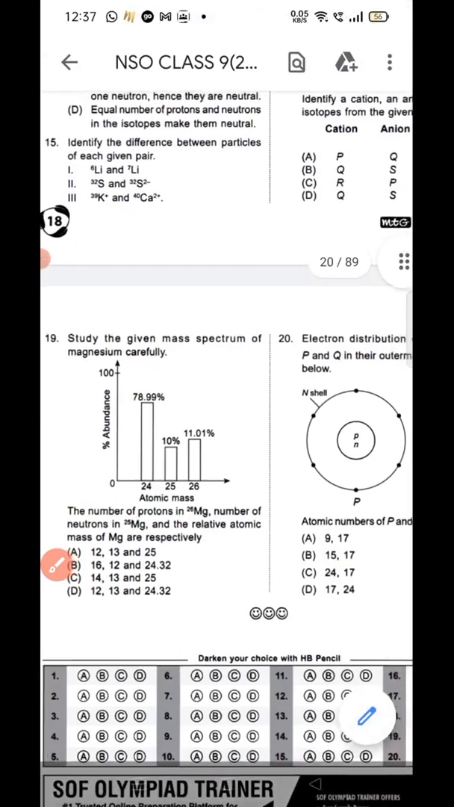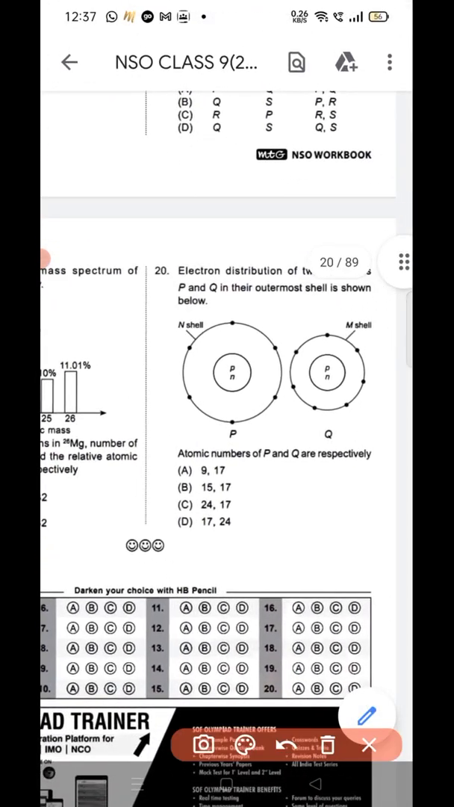And the last question, it is question number 20. The electronic distribution of two elements P and Q in their outermost shell is shown below. This is the electronic configuration. The atomic numbers of P and Q, equal to the number of electrons, are respectively 9 and 17, 15, 17, 24, 17, 17 and 24.